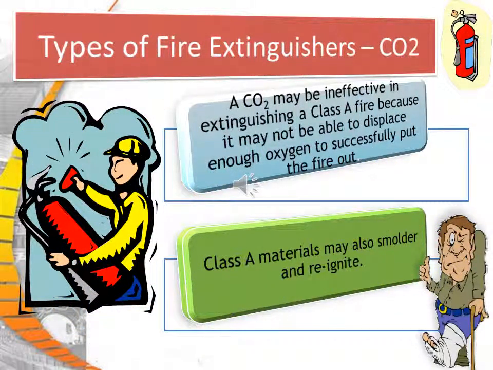CO2 may be ineffective in extinguishing a Class A fire because it is not able to displace enough oxygen to successfully put the fire out. Class A materials may smolder and reignite.